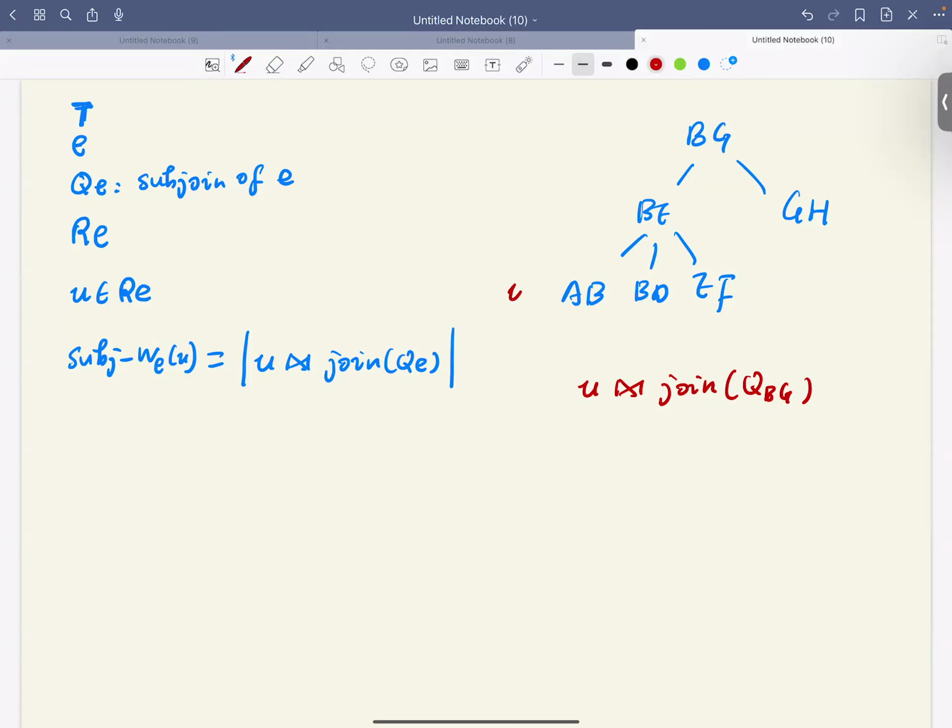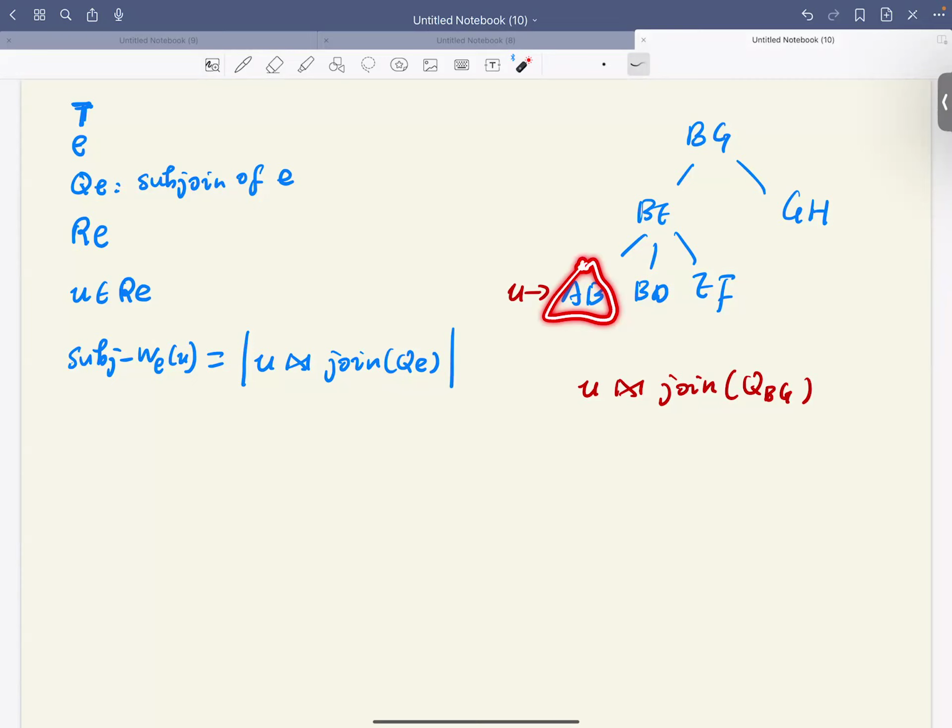Now this time let's say Y is just AB. All right, so I'm going to ask, what is the subjoin weight? By the way, U is a tuple in AB, right? So I will ask you, what is the subjoin weight of U here? As I said, this might feel a little weird. It's actually the simplest question I have ever asked because there's only one unique answer, right?